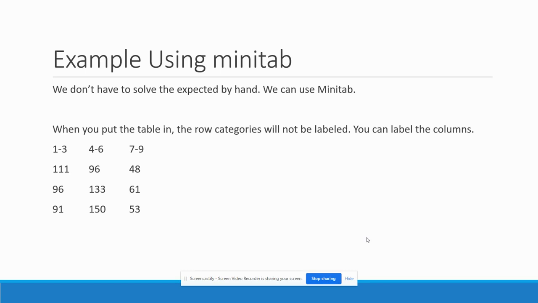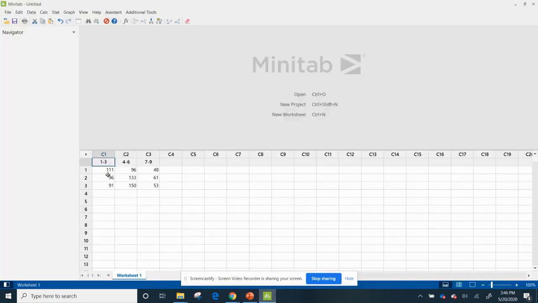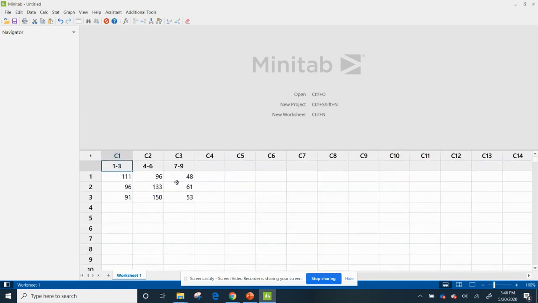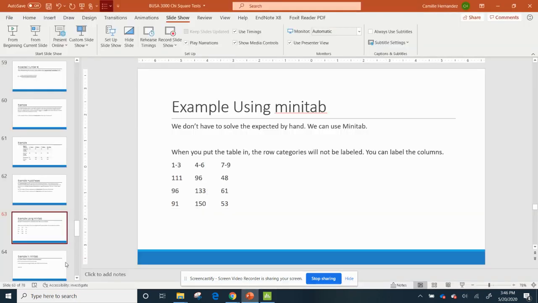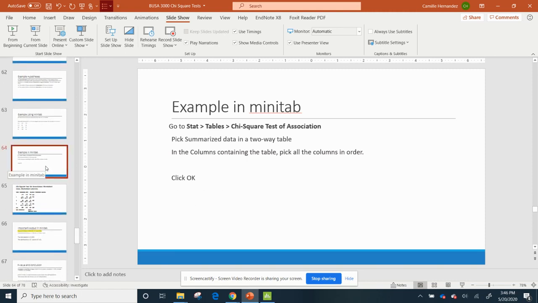Okay, here's my table, but remember, I don't have to worry about much. In Minitab, I don't even have to put the totals, I just have to put the raw data. I'm not going to put the rows at all. All I'm putting in is my columns and my data. Again, don't put your totals in because it will count them and you don't want it to. And as always, with these slides, I have the directions for what to do.